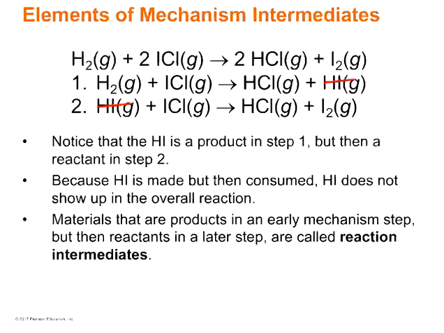So here we're showing that we can cancel hydroiodic acid from step 1 and from step 2 because again, it's being made and then consumed. Now, materials that are products in an early mechanism step, but then reactants in a later step, those are called reaction intermediates. So again, this is how we end up with our overall reaction. We start with our elementary steps, and then we cancel the intermediates, and then we just add step 1 to step 2 to get our overall reaction. So for instance, up above, you can see that on the left-hand side of our arrows, we have H2, and then we have 2 ICl, and then in the products, we have 2 HCl and 1 I2. So that's our overall reaction.